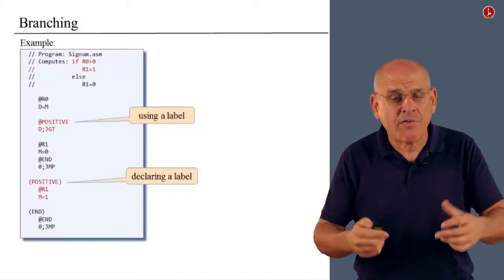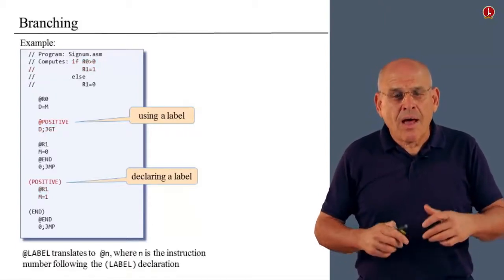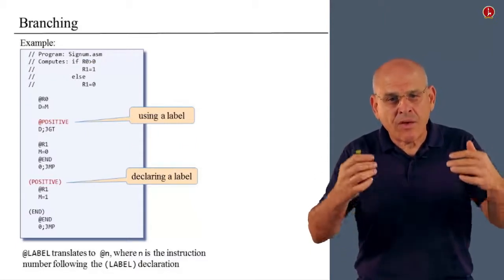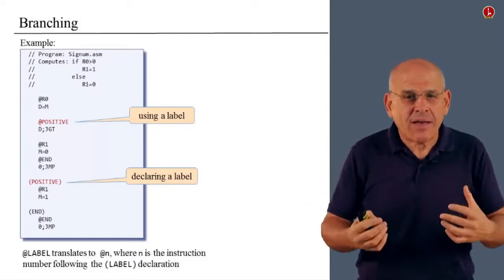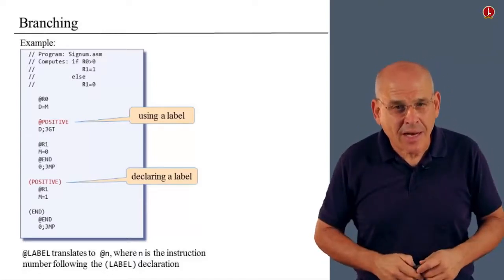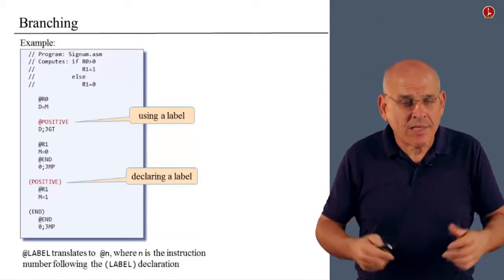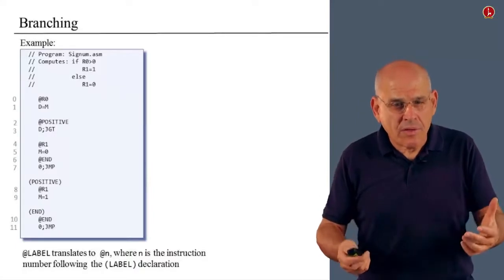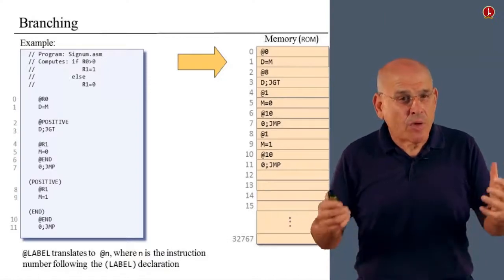And let us observe how this actually takes place. So once again, the general rule is that at label will translate into at n, where n is the instruction number following the label declaration. Let us remember that instructions have implicit numbers, and here they are. So when I take this piece of code and load it into the instruction memory, here is what happens.